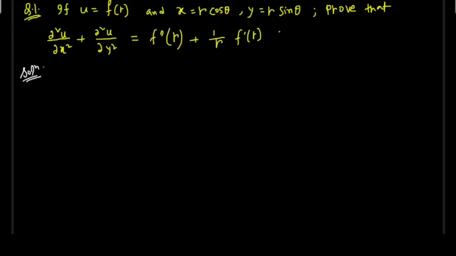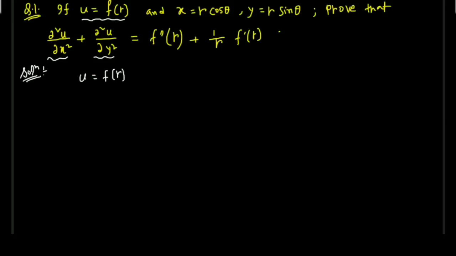Here it is given that u is a function of r, and r and theta are also related to x and y like this, so you can find the relation between x, y and r from here. I will take this later on. First, what we have to do, we have u is equal to f of r. So first we have to find these two terms, that is del 2u del x2 and del 2u del y2. So u here is a function of r.